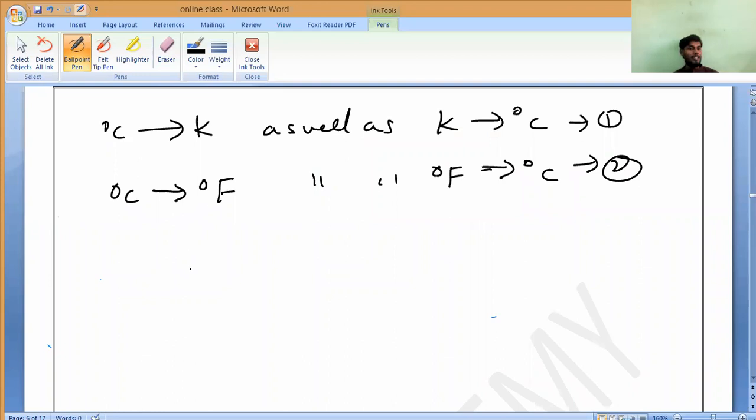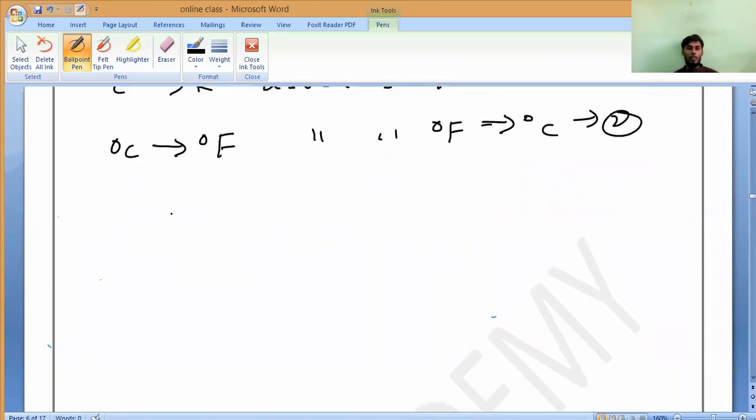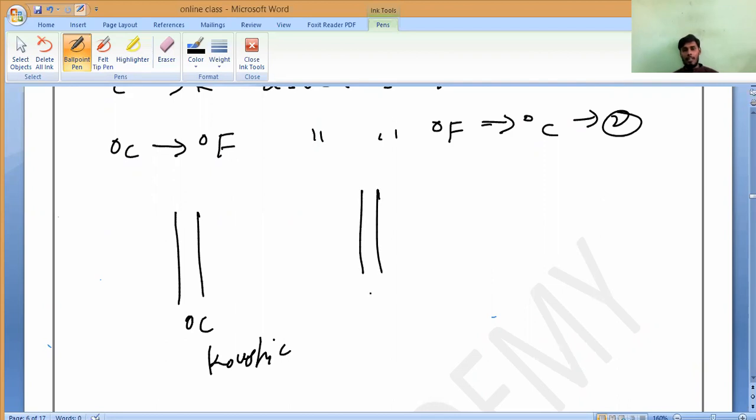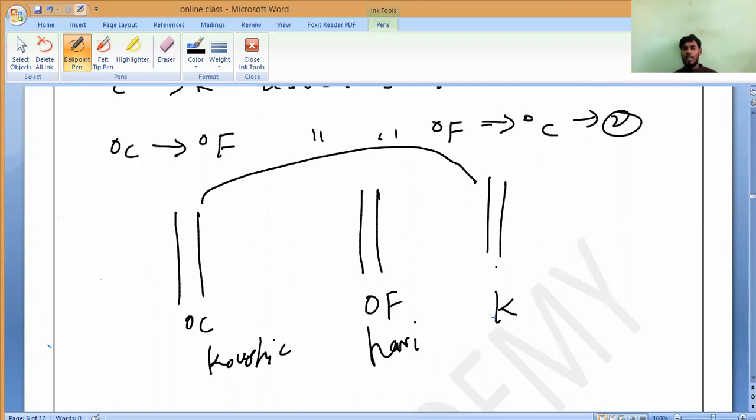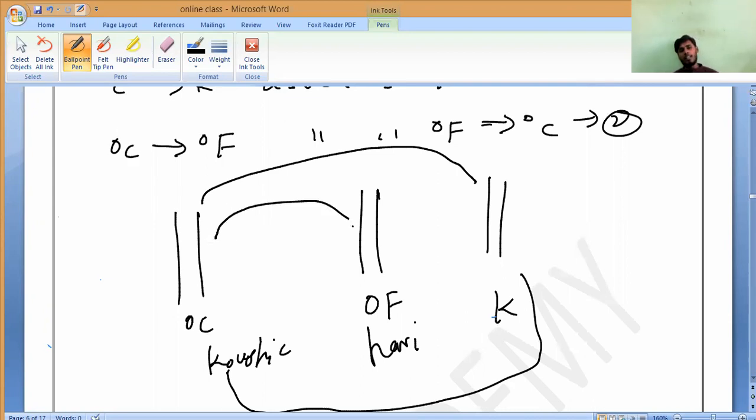Celsius scale. Let us imagine you 3 fellows are there. Degree Celsius is Kaushik, degree Fahrenheit is Hari, and Mari is the Kelvin scale. I know the relationship between Kaushik and Kelvin, as well as Mari and Kaushik. Kaushik and Hari also have a relation. But there is no relation between degree Fahrenheit and the Kelvin scale.